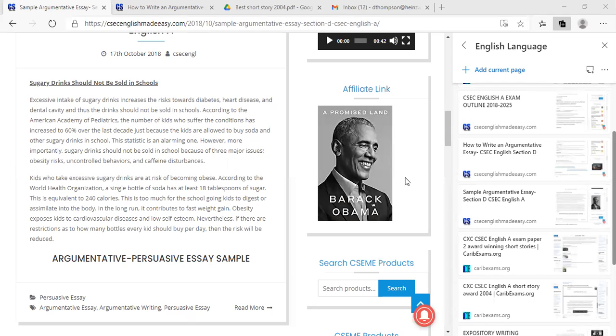Hold on. Sorry. That's all right. Ultimately, if sugary drinks were reduced in schools, then the chances of these uncontrolled behaviors would begin to decrease. Great. Okay, good.